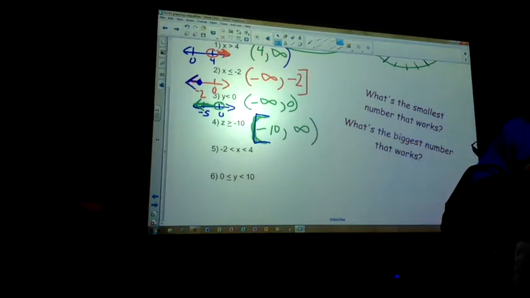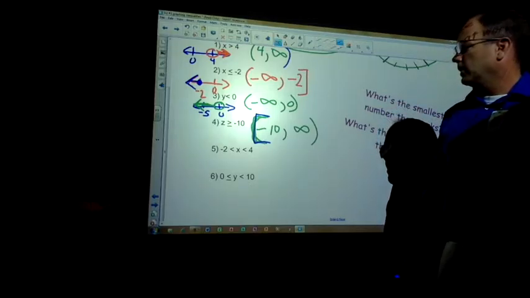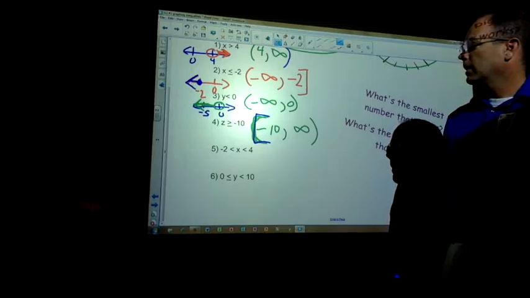So anything that goes to the right has to be second. On the right of the parentheses, if you have infinity, it's always there, and on the left is negative infinity. Yep.